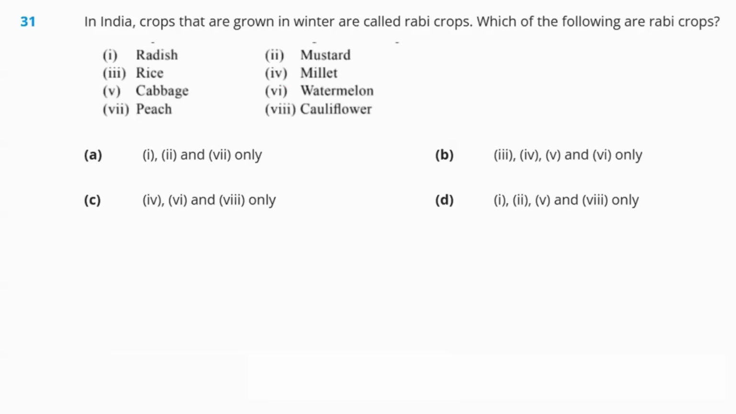Question number 31. 31 says in India, crops that are grown in winter are called rabi crops. Which of the following are the rabi crops? Everybody, it is very, very important to learn about the examples of rabi and kharif crops. Definitely one question is going to come over here.